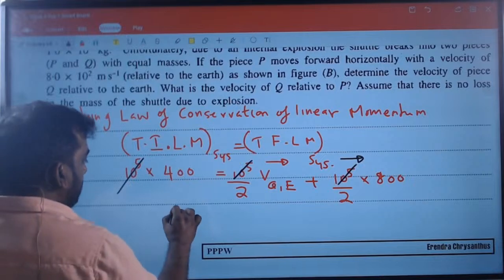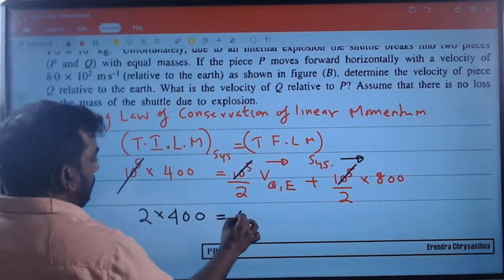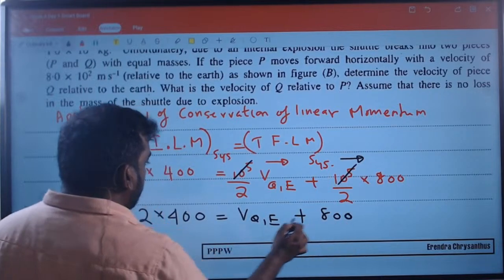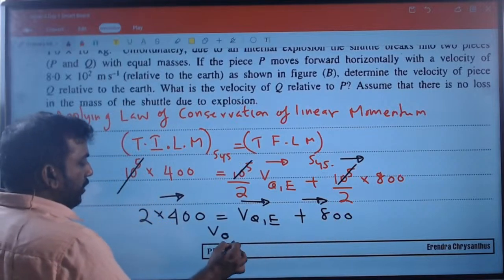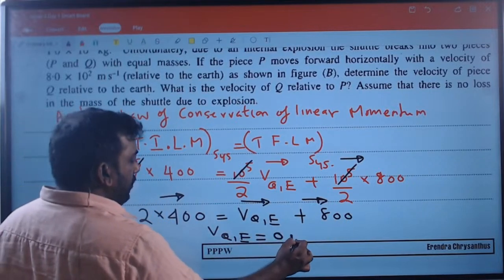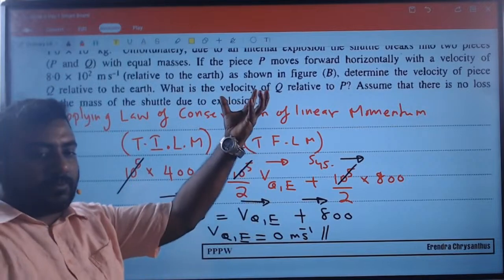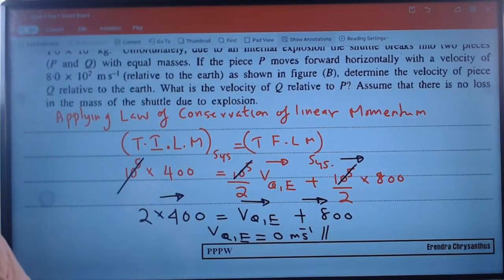Simplify this. Multiply by 2. 400 times 2 equals the velocity of Q with respect to Earth plus 800. The 800 cancels out. The velocity of Q with respect to Earth is 0 meters per second. So velocity 0 means it's falling vertically under gravity. Once you get it, write it down.